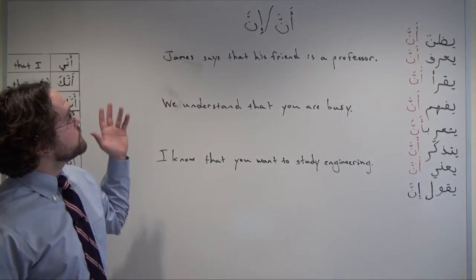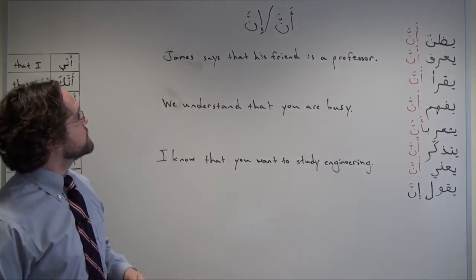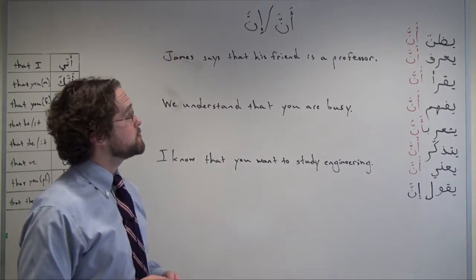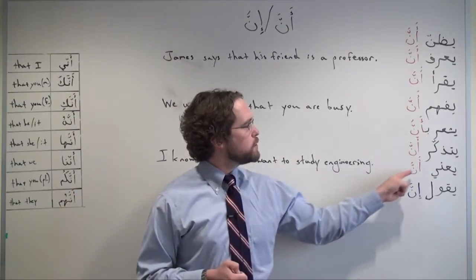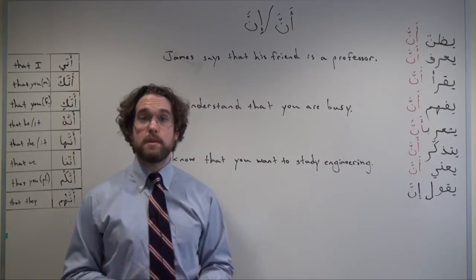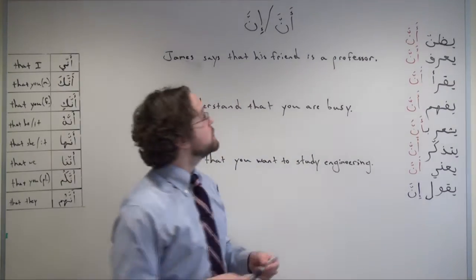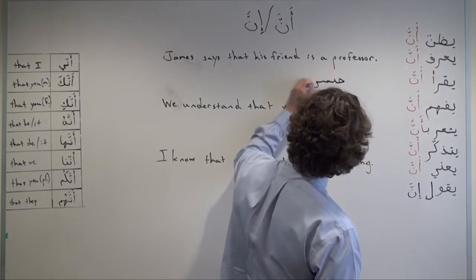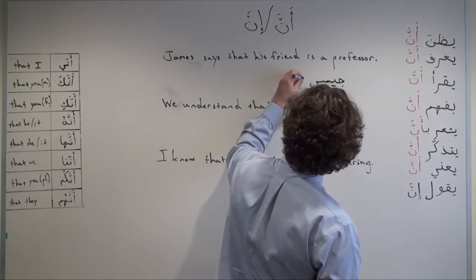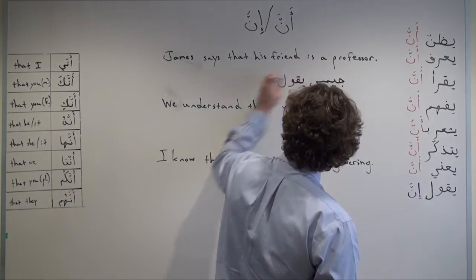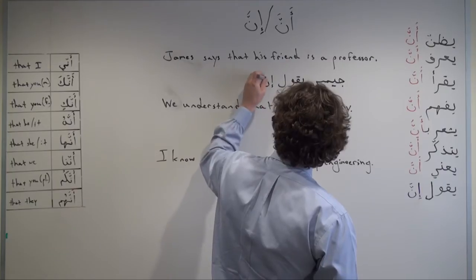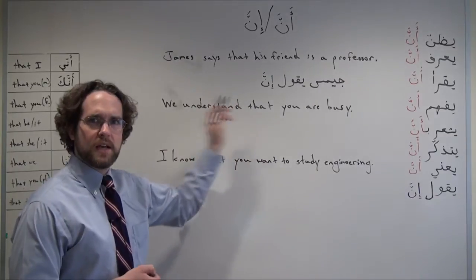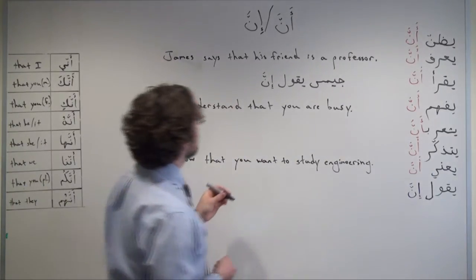So if we wanted to translate one of these, for example, let's take this sentence about James. James says, and we'll start with this verb, that his friend is a professor. In Arabic, we need to follow anna and inna with a jumla ismiya, right? A nominal sentence. So we could say, James يقول inna, and now we need a jumla ismiya, right? With a mubtada and a khabar, a subject and a predicate.